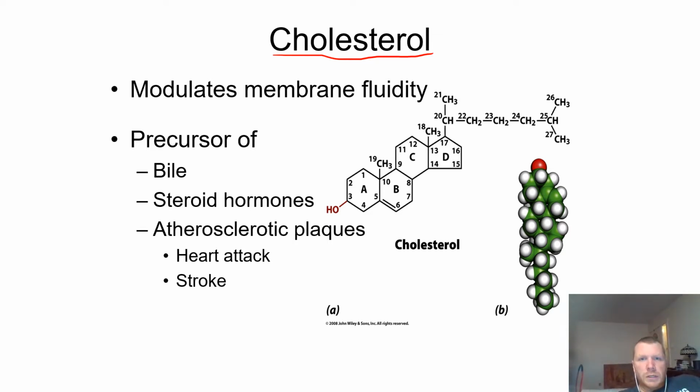But cholesterol is an example of a lipid, and its primary function is that it modulates membrane fluidity. So a higher concentration of cholesterol is going to make membranes generally a bit more rigid. Cholesterol is also a precursor for bile, as well as some steroid hormones, particularly sex hormones, and it is also involved in the formation of atherosclerotic plaques, which can lead to heart attacks and strokes. So cholesterol is something that you probably should know about.